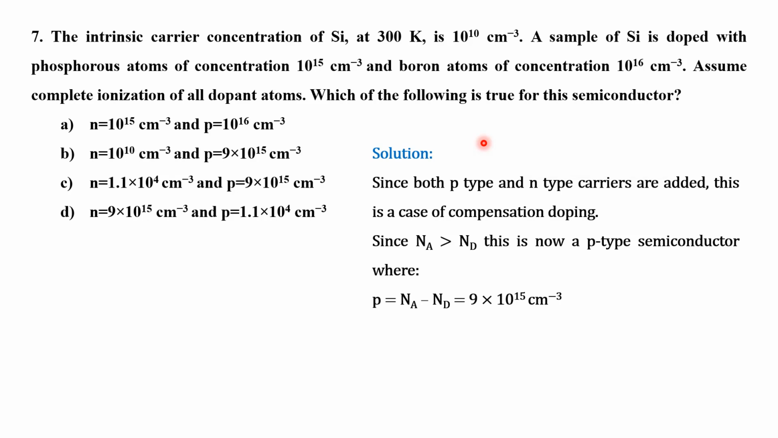Now you have to find the value of small n. And Ni is also given to you, 10 power 10. So using Ni and P, you can find the value of n. n is equal to Ni square by P. So what will be the answer?